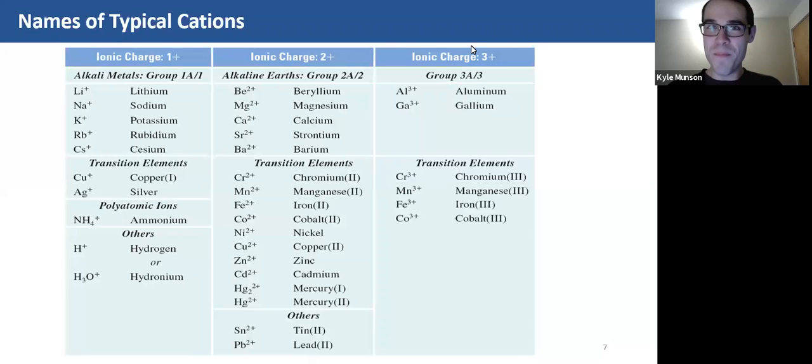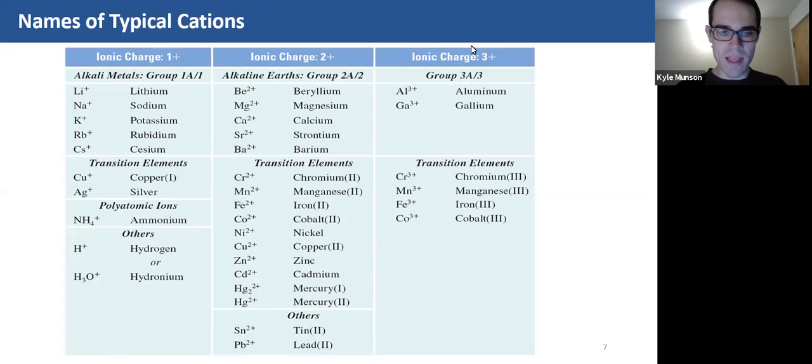Well, in the previous video, I said in this video we're going to be talking about formulas and names of ionic compounds, and that is true, but there's something that I missed. This is a table that's found in your textbook and also is here in the slides that you can use for a lot of these names of different cations, okay?